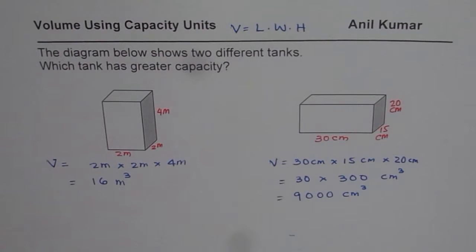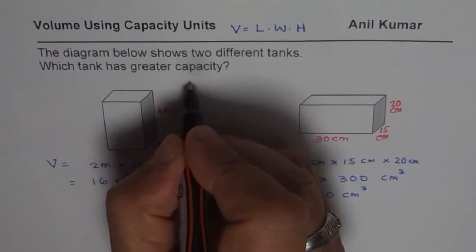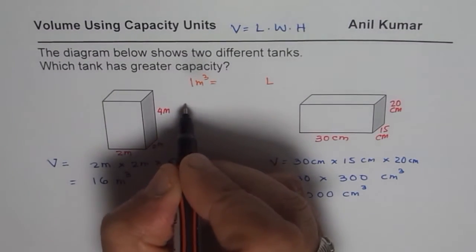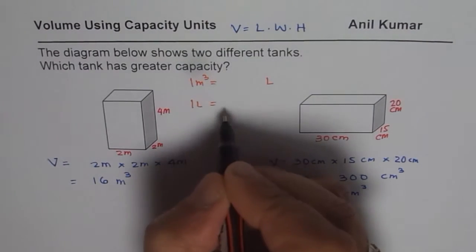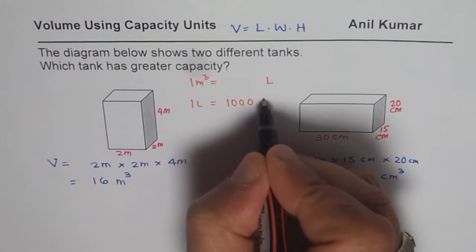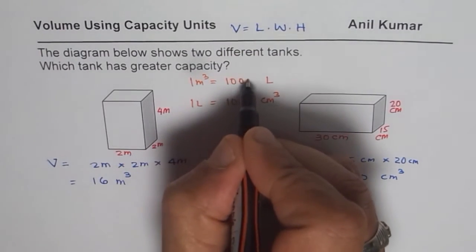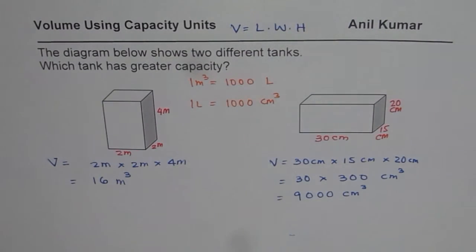Now you can pause the video and explain which tank has more capacity and also find by how much more, right? So you could do that. Now how do we compare their capacities? The two units are very different, right? One is in meter cube, the other one is centimeter cube. So what you could do is you could convert them to liters, correct? So if you convert them to liters, do you know 1 meter cube is how many liters? Think about it. And what is 1 liter equals to in terms of centimeter cube? That we know it is 1000, right? 1000 centimeter cube is 1 liter. However, 1 meter cube is 1000 liters. So that is how they are connected.